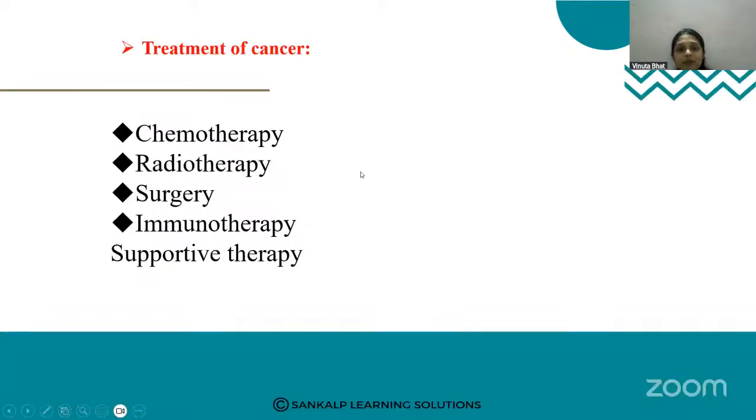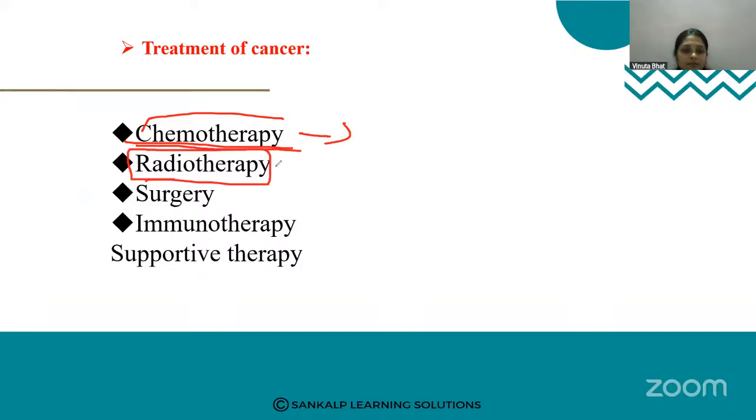Then treatment for cancers. Chemotherapy. I hope you have heard of chemotherapy. In chemotherapy, certain chemicals are used to remove the tumors, and they may affect other organs of our body also. That is chemotherapy. Radiotherapy. Some radiations are used to control the tumor or remove the tumor.